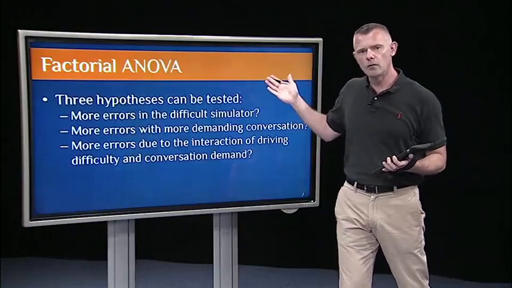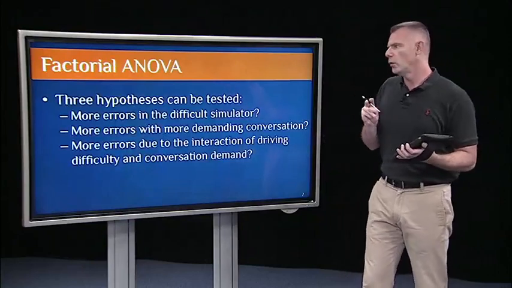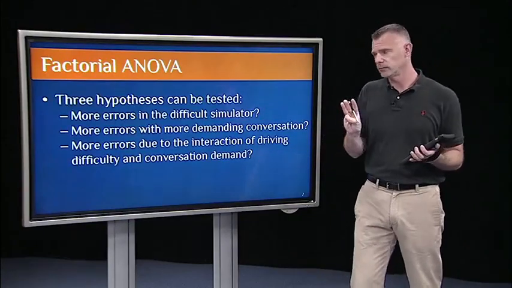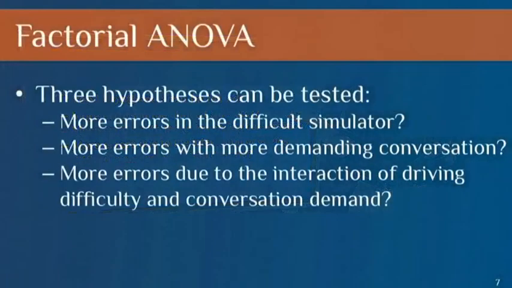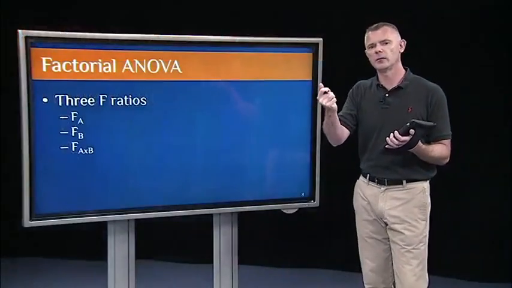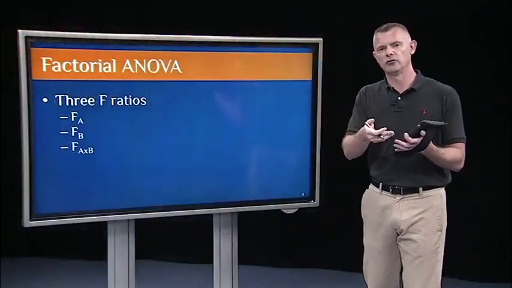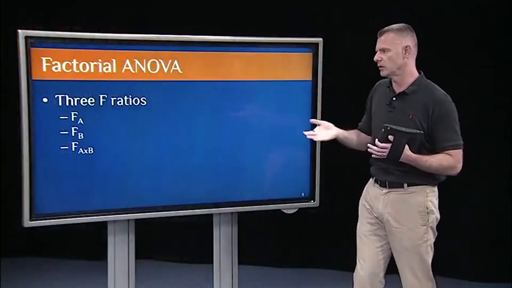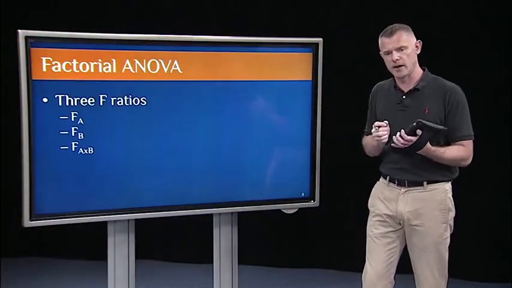So in a factorial ANOVA with two independent variables, we can test three hypotheses. One, were there more errors in the difficult driving simulator? Two, were there more errors as conversation demand went up? And three, do they interact? So what that means is this factorial ANOVA is going to produce three F ratios. And I'm going to call them F sub A, F sub B, and F sub A by B. So A is just the first independent variable, B is the second. And I'm going to put in driving difficulty as the first, conversation demand as the second. And that's arbitrary, it doesn't matter, we could do it either way.